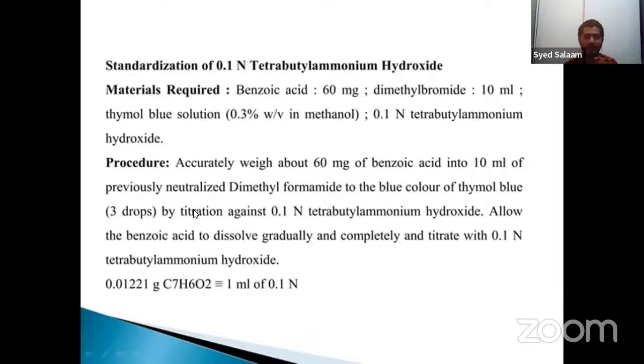Then we add 2 to 3 drops of thymol blue, and titrate against 0.1 normal tetrabutyl ammonium hydroxide. Allow the benzoic acid to dissolve completely first, then titrate. So we will get that 0.01221 grams of benzoic acid is equivalent to 1 ml of 0.1 normal tetrabutyl ammonium hydroxide.